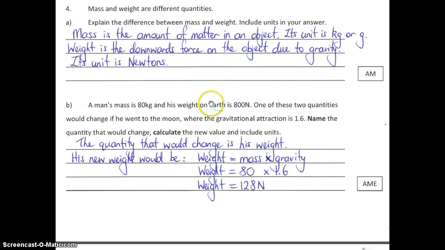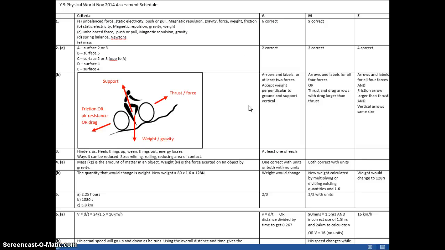So if you used either of these two numbers and multiplied or divided by 1.6, then that showed evidence that you're using the new gravitational attraction on the moon and the existing quantities to calculate a new weight. Even though it wasn't quite right, we still decided that was sufficient for merit. And if you correctly said that his weight would change and worked out that it was going to be 128 newtons, then that was enough for excellence, but you must have had the units there also.